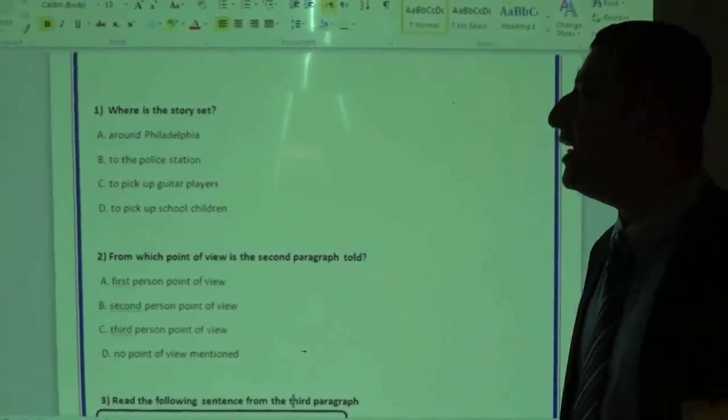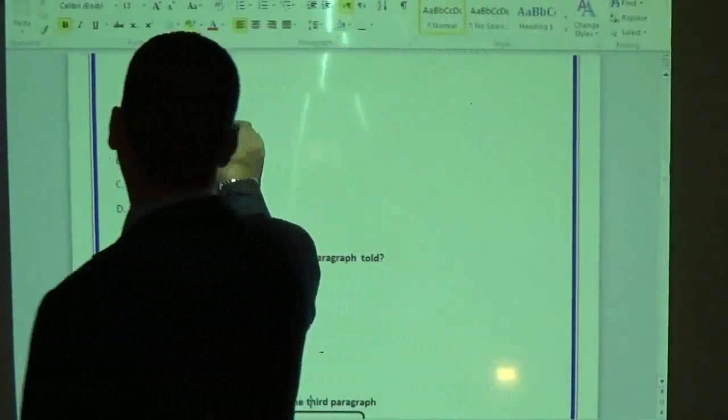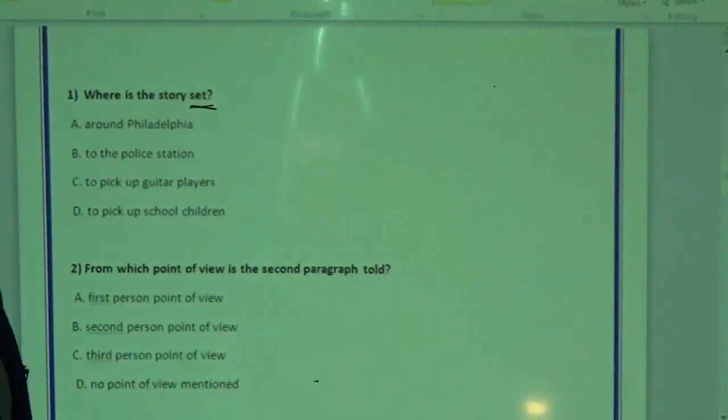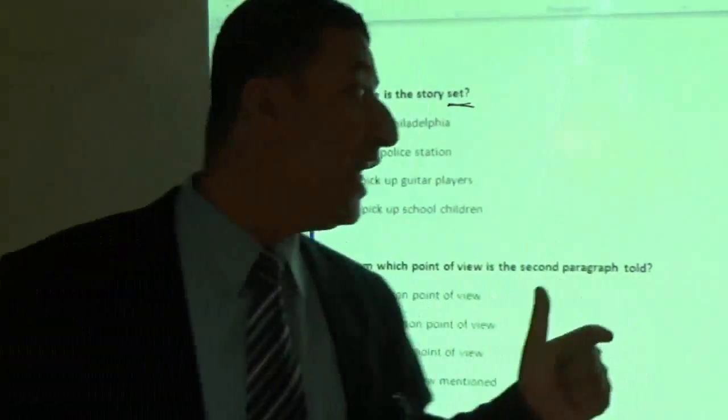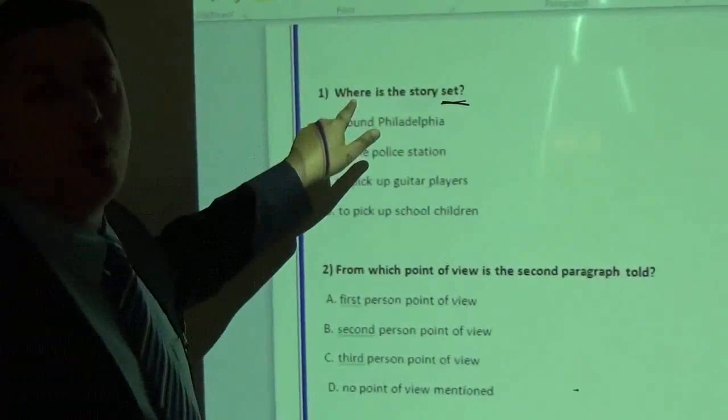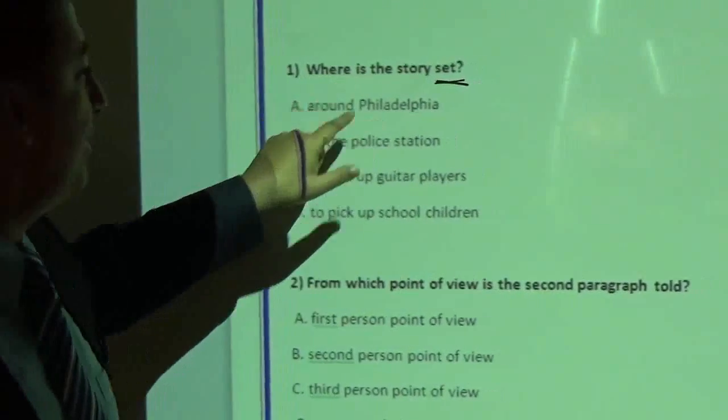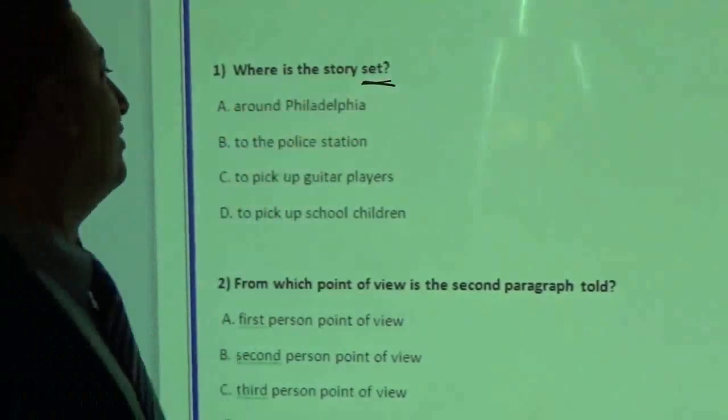Question number 1. Where is the story set? Remember set. We spoke about setting. We spoke about where and when. But now, where? So we are speaking about place. Where is the story set?